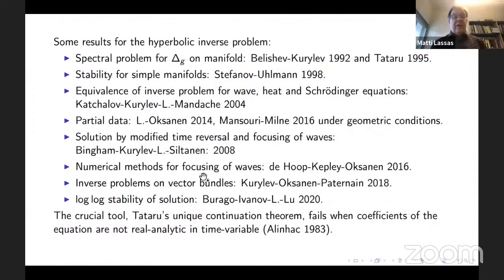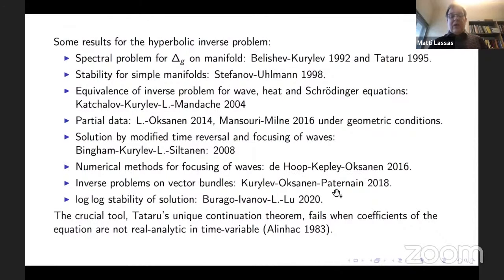waves. So here are some studies on linear waves, and I want to emphasize a few things related to why we do the nonlinear wave equation. And I want to emphasize that originally the problem was solved by Belishev and Kurylev and Tataru. And there are also recent nice numerical results by de Hoop, Kepley, and Oksanen.